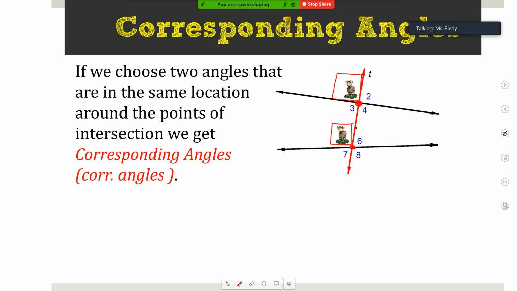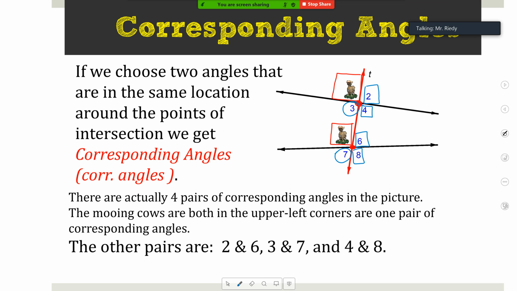There are 3 other pairs of corresponding angles in this picture. 2 is in the upper right, therefore it corresponds to 6, which is also in the upper right. 3 is in the lower left, therefore it corresponds to 7. And 4 is in the lower right, so it corresponds to 8 in the lower right. So it's one type of angle, but we have 4 pairs in that picture.